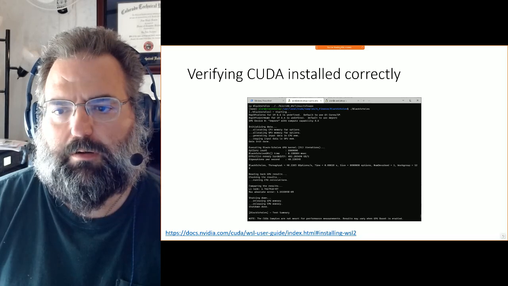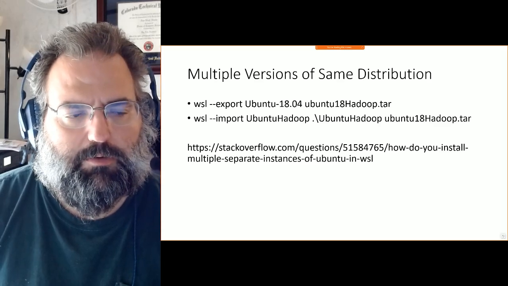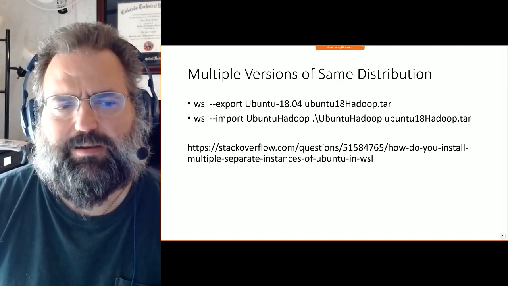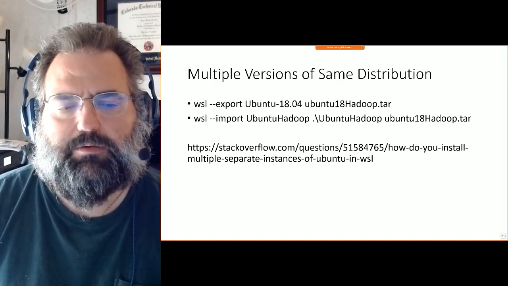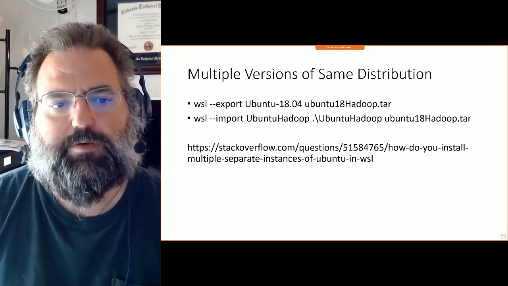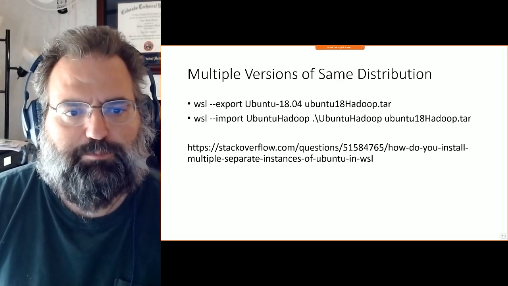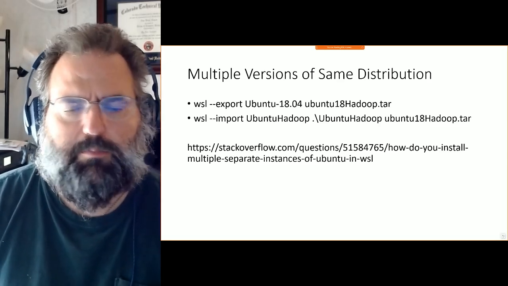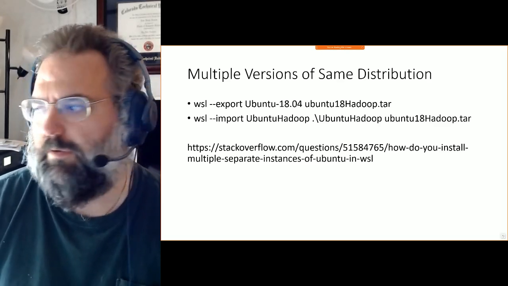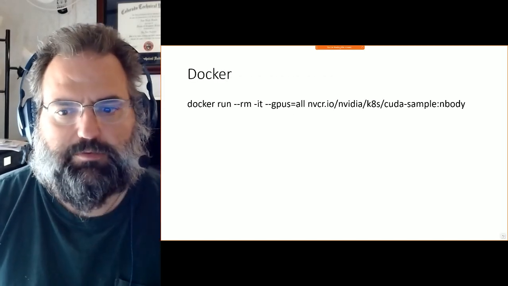There are ways you can do, and this is more just in case you're curious, you can run multiple versions of the same distribution by doing an export and an import. Otherwise, it's kind of challenging to run two instances of Ubuntu 18 at the same time. But with this approach you export it to a tar file, take that tar file, import it back in, giving it a different name. You then have two different instances of Ubuntu 18 running. You might want that, for example, if you're playing with Hadoop in one, and in a different one you're doing something else, Jupyter Notebooks or something. Something to file away just in case.